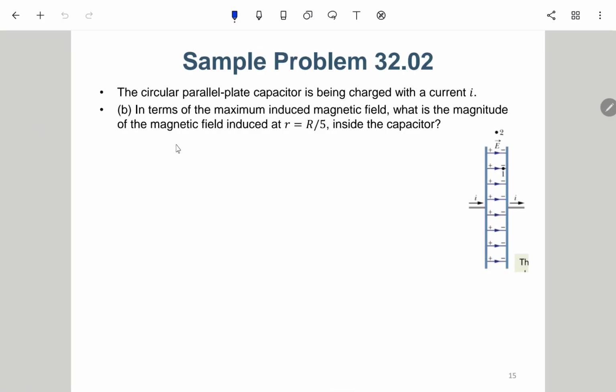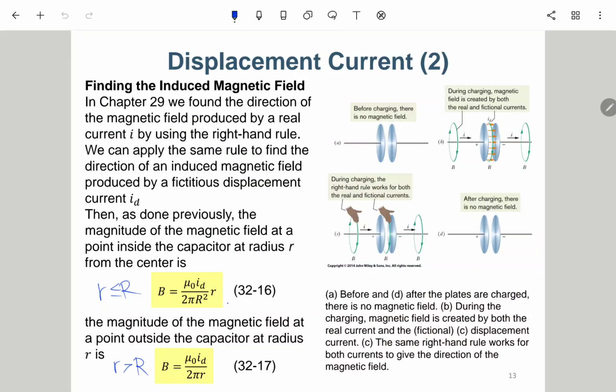Okay, so here we still have a question B. It asks, in terms of the maximum induced B field, what is the magnitude of the B field induced at r equals R over 5 inside the capacitor? So it means that B of r is actually mu 0 I_D, or I, over 2 pi R square times small r, just as what we have using this one.